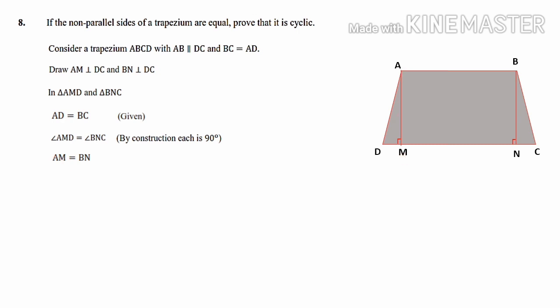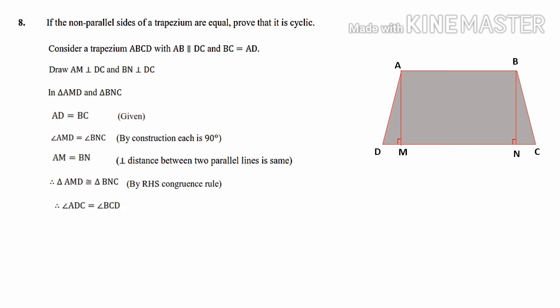Here AM and BN are equal because this is also a given condition. It is a trapezium, meaning AB and DC are parallel, one pair of opposite sides parallel. AM and BN are the distance between two parallel lines, and that will always be the same. So the perpendicular distance between two parallel lines is the same. Then triangle AMD is congruent to triangle BNC by the RHS congruence rule. So we have proved that these two triangles are congruent.